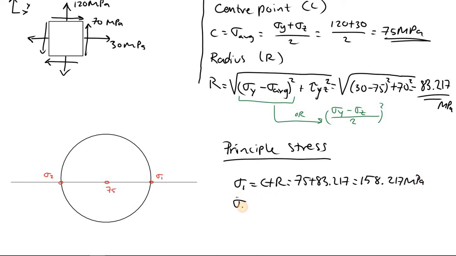For our principal stress 2, simply the center minus the radius. 75 minus 83.217, and it will be negative 8.22 megapascals. Now that we know that our principal stress 2 is located on the negative section of our Mohr circle, I'm just going to go ahead and draw out my shear axis.